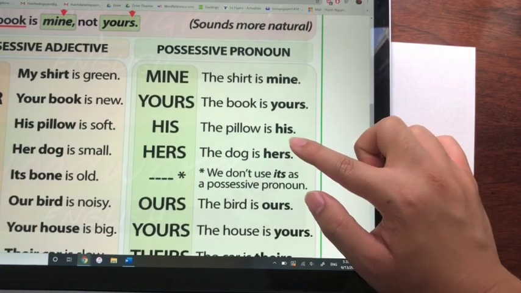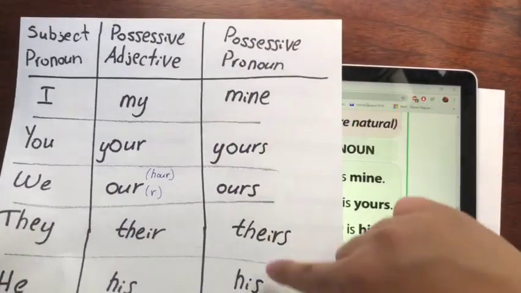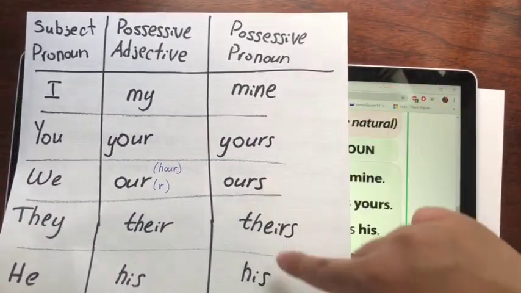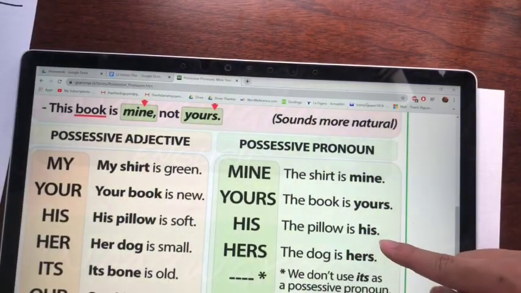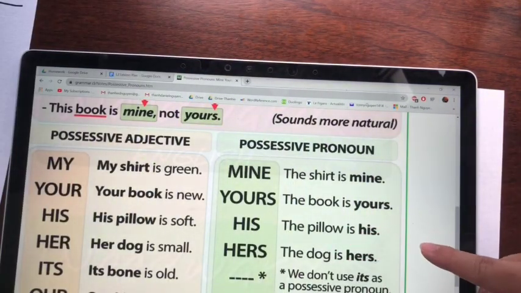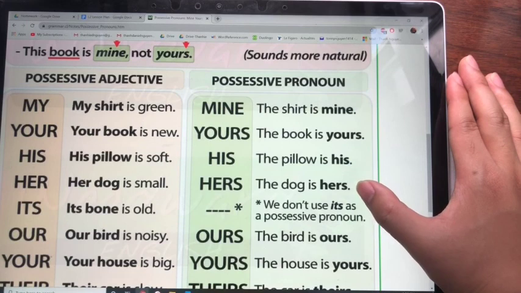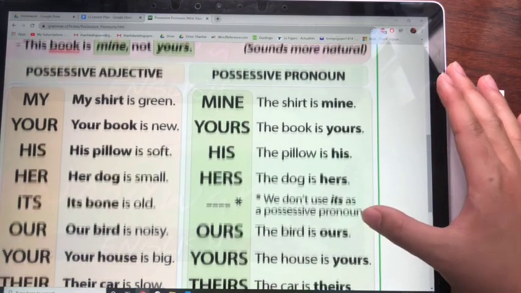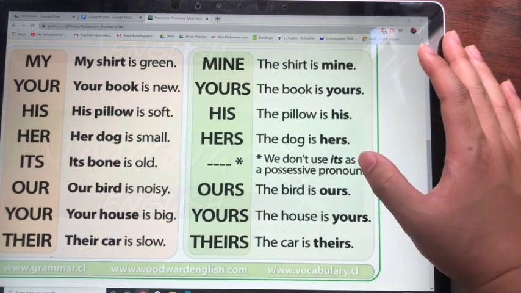The pillow is his. The word his here is a possessive pronoun. It's replacing the words his pillow. The pillow is his pillow. The pillow is his. The dog is hers. The dog is her dog. We don't have a possessive pronoun for its. We just don't use it.